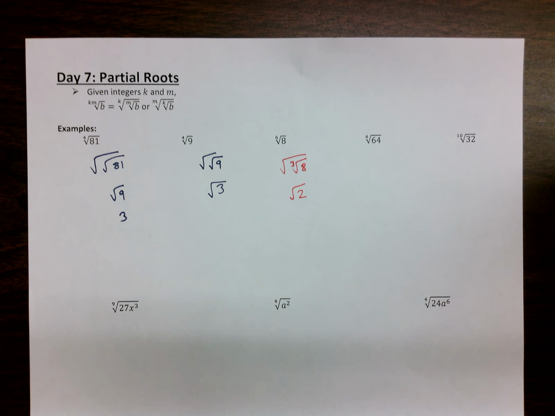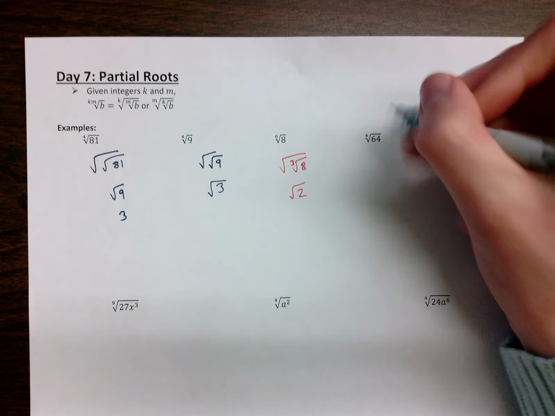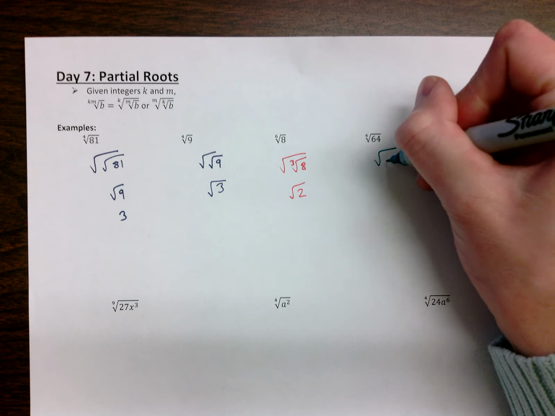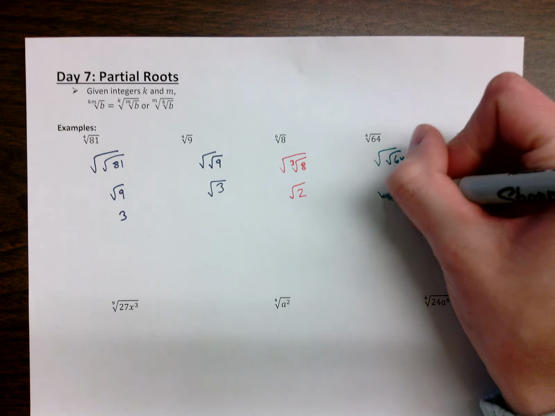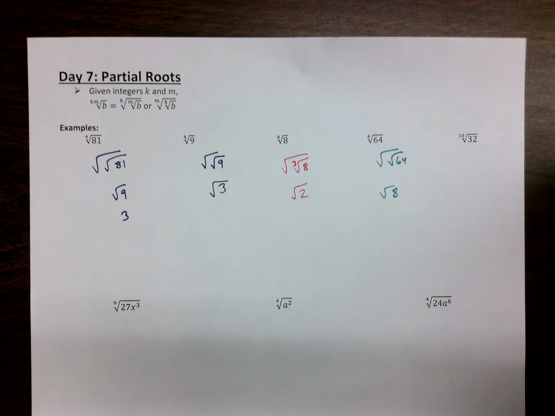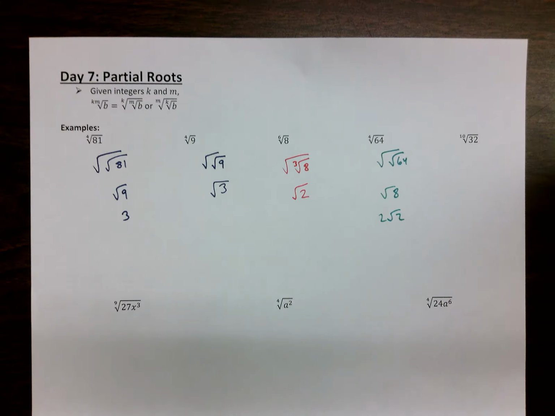Okay, next one, the square root of 64. So, I'm sorry, the fourth root of 64. So 4 is 2 times 2, so I can break this into the square root of the square root of 64. Square root of 64 is 8, so that's the square root of 8. And then I can simplify that to 2 root 2.